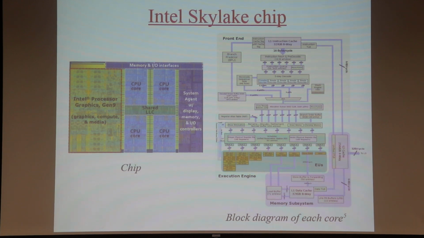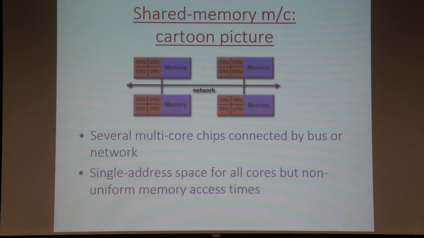So you have these 4 cores. Each core has its own program counter. It has its own registers. It has its own L1 and L2 caches. However, these 4 guys share the same L3 cache. And then you can put a bunch of these guys together, a bunch of these chips together with some memory attached to each one of these chips. And then that gives you a shared memory machine. Question? Make sense?